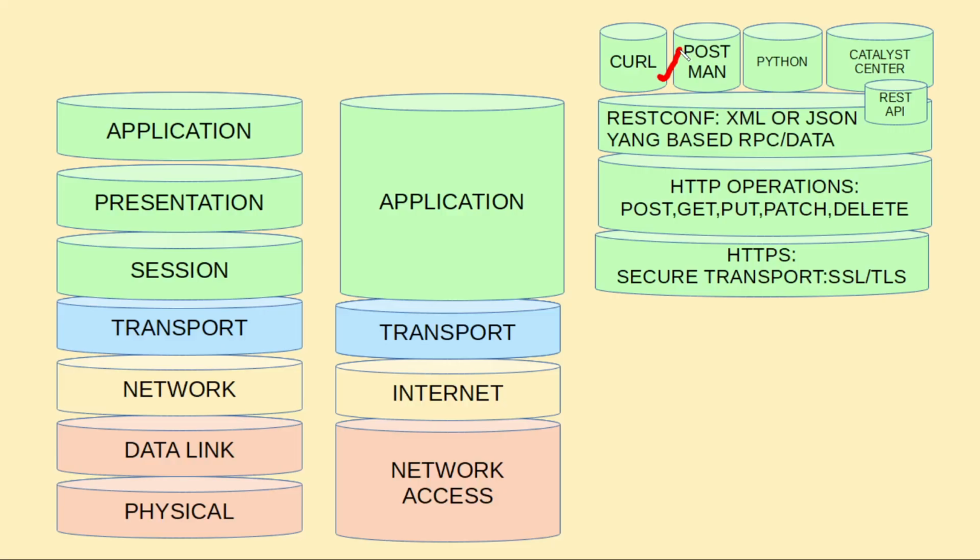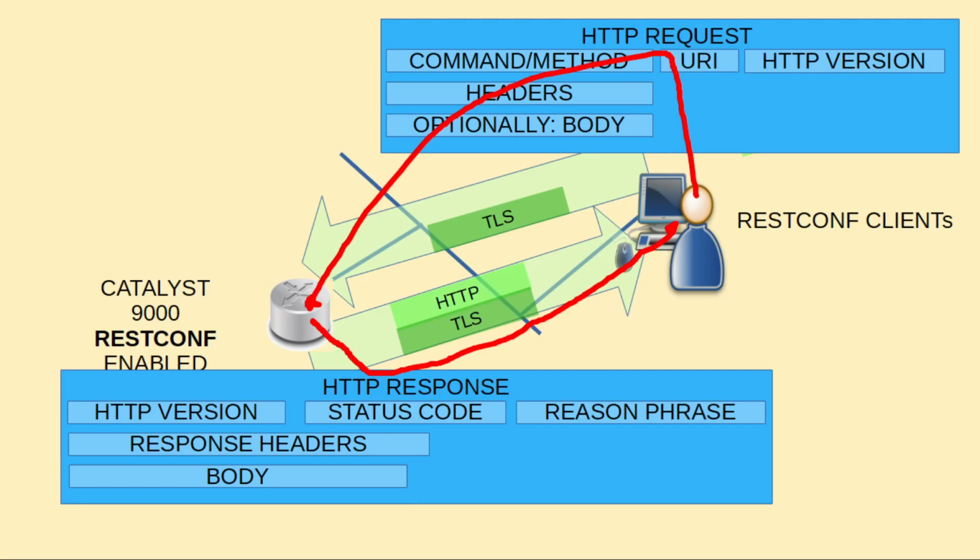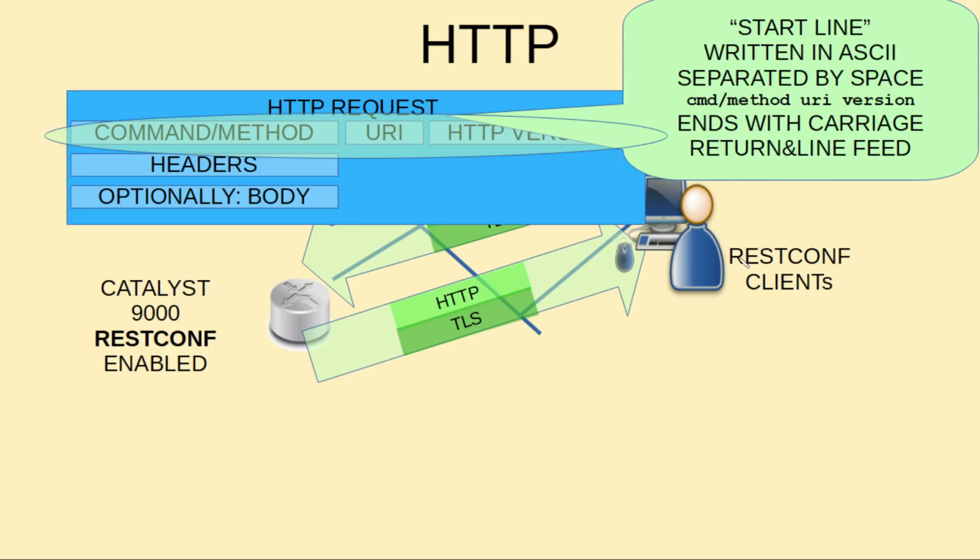We may use curl, Postman, Python, or even Catalyst Center that uses a REST API to interact with RESTCONF. RESTCONF clients are going to create HTTP requests and will send them to RESTCONF servers. RESTCONF servers reply back with HTTP responses. We will see how to build HTTP requests first. The first three fields of the HTTP request form what is known as the start line. The start line follows this format.